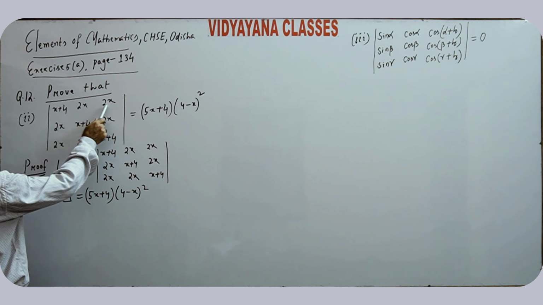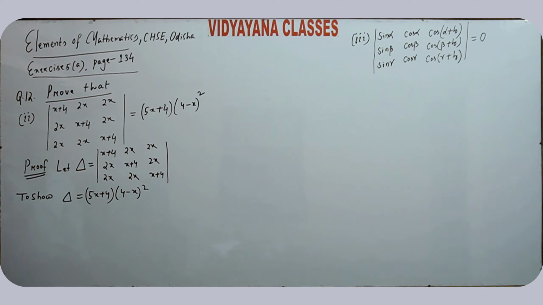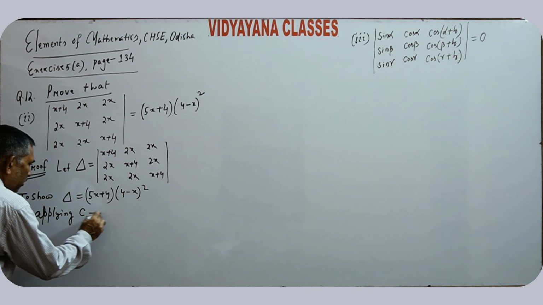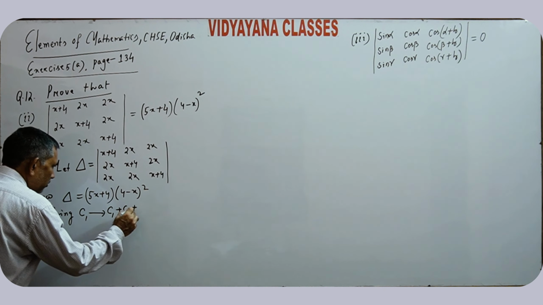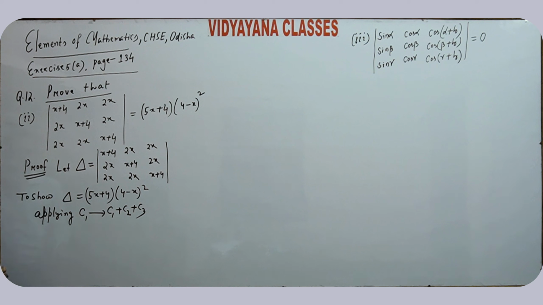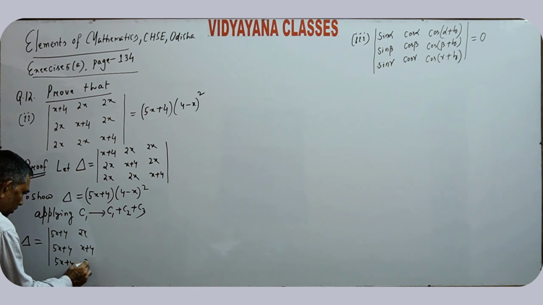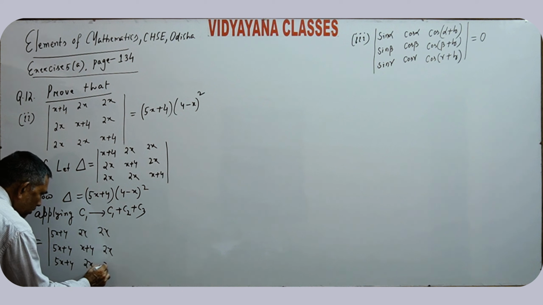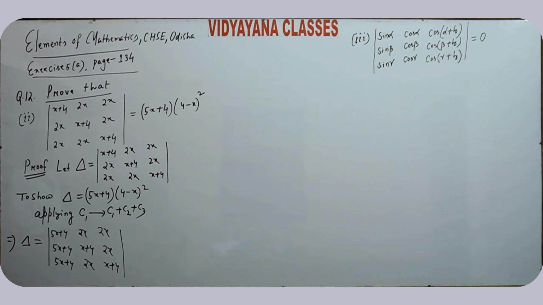x plus 4 plus 2x plus 2x gives 5x plus 4. So applying C1 replaced by C1 plus C2 plus C3. It gives 5x plus 4. Implies this del is equal to determinant having elements 5x plus 4, 5x plus 4, 5x plus 4, 2x, x plus 4, 2x, 2x, 2x, x plus 4. Clear? C1 is replaced by C1 plus C2 plus C3.